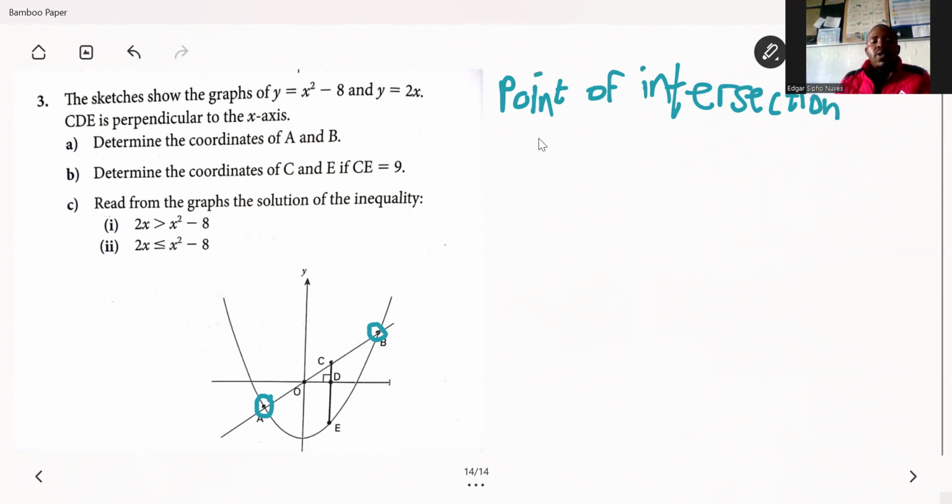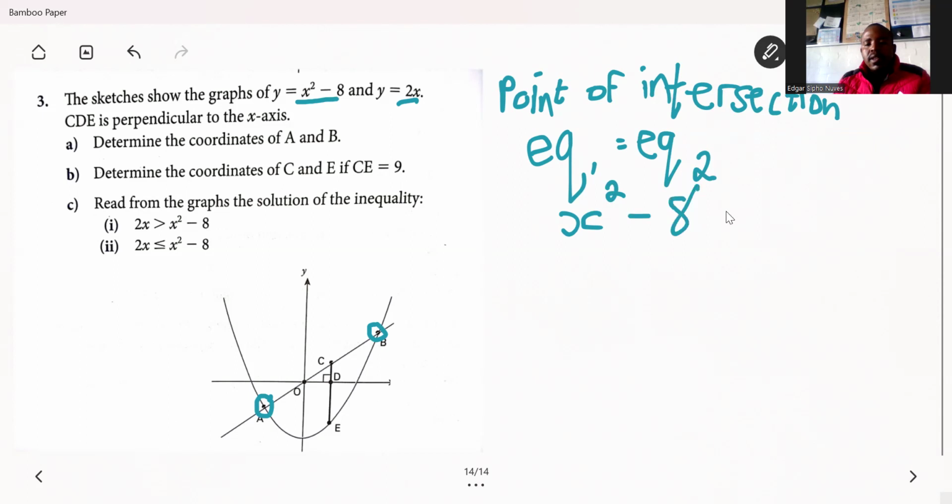Now, to find the x coordinate of a point of intersection, we always use this approach. We say equation 1 is equal to equation 2. So to find the x coordinate of a point of intersection, we equate the two equations and solve for x. So there are two equations. It's this equation and that one. So we equate them, then we solve for x. So x squared minus 8 is equal to 2x.